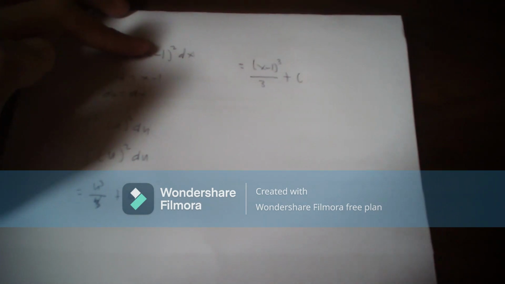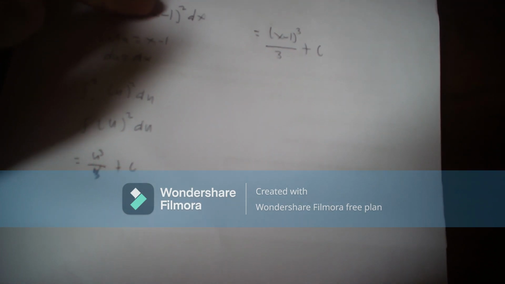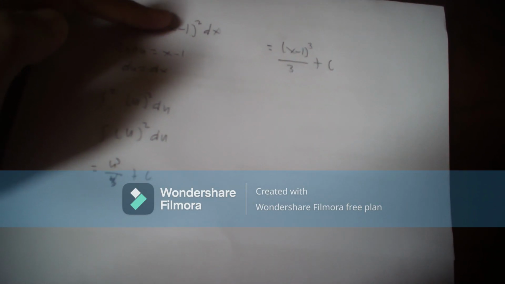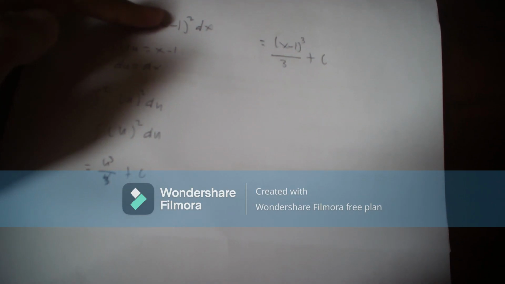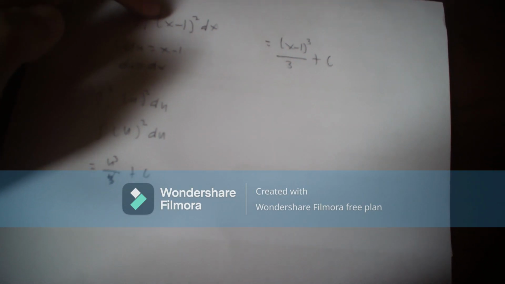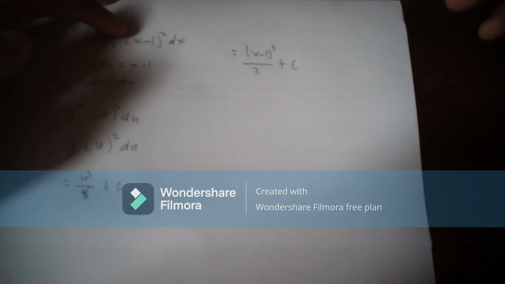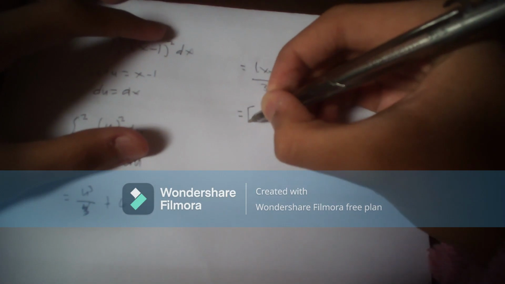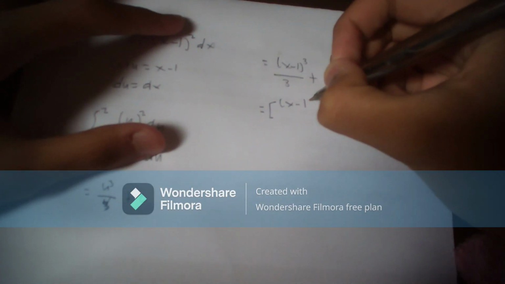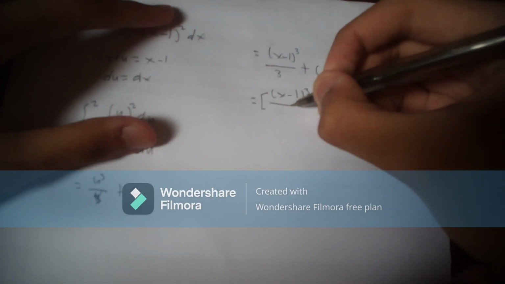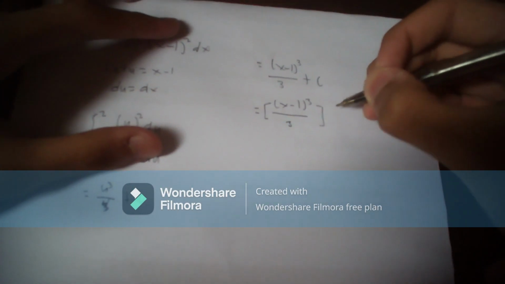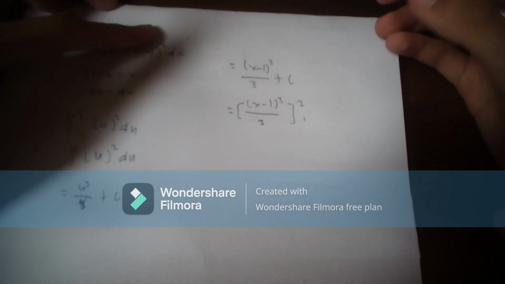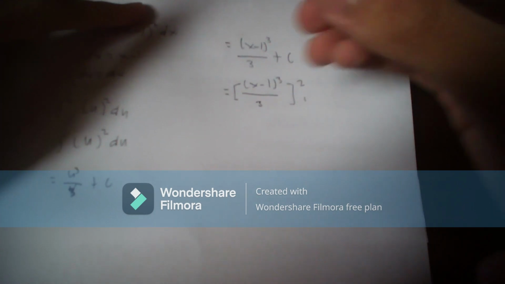Now, since the definite integral is the antiderivative of the expression evaluated at the upper limit minus the lower limit of integration, and the upper limit is 2 and the lower limit is 1, we have to do this. See, this is where the upper and lower limit go. Now we substitute upper limit minus lower limit.